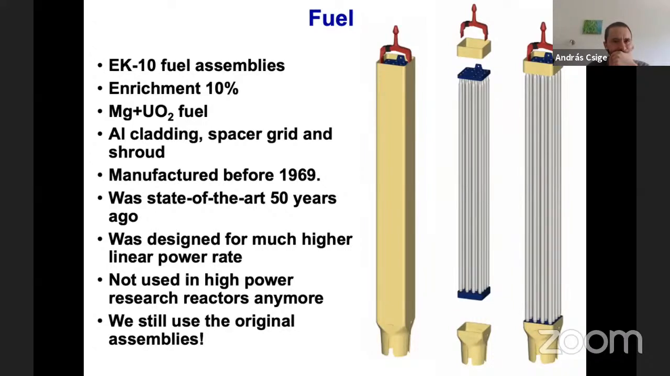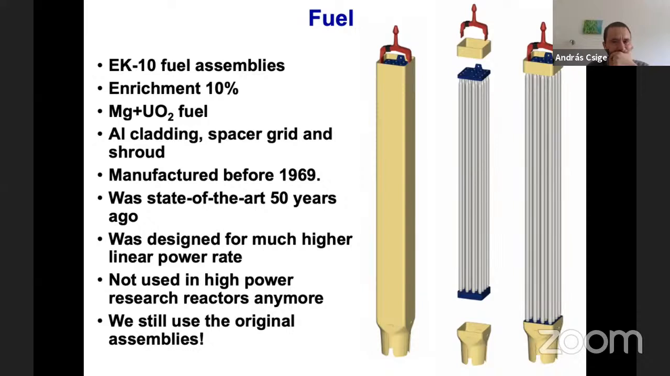Aluminium has good corrosion resistance and is practically transparent to neutrons, so it's a good structural material for low-temperature, low-pressure applications like research and training reactors. Our fuel was manufactured before the first moon landing, and we still use the original assemblies. Our fuel has the same age as the building itself.